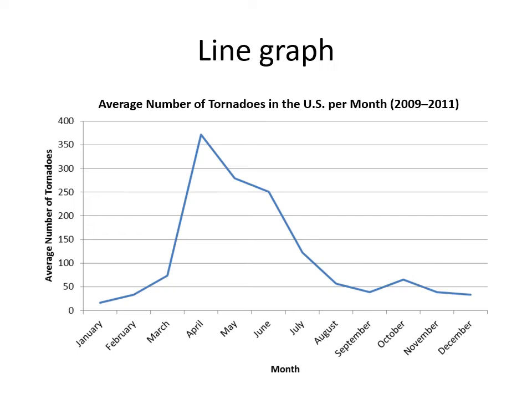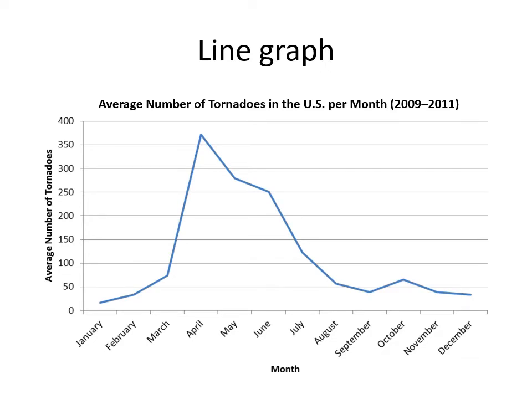Alright, so here we have a line graph. I don't know how to say that in French. We have a line graph showing the average number of tornadoes per month. I don't know if any of you guys are fans of tornadoes. If you are, you should come to the United States in April because you might see a tornado. Alright. I do not like tornadoes.